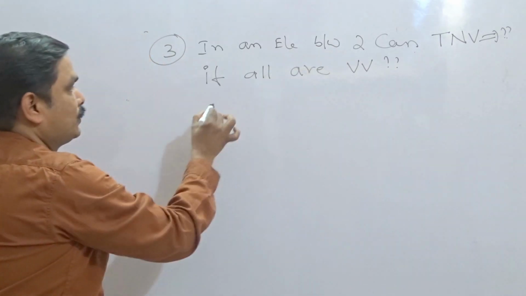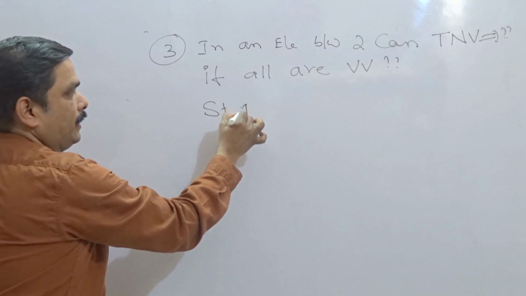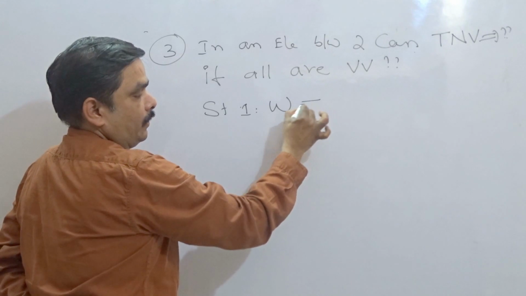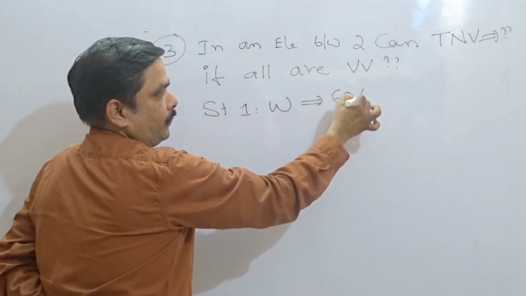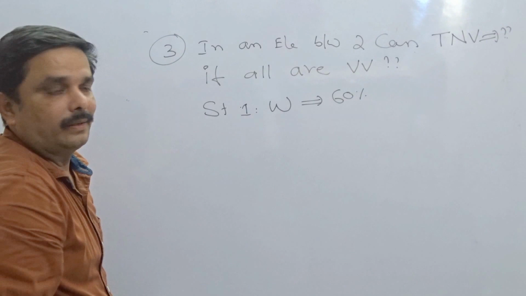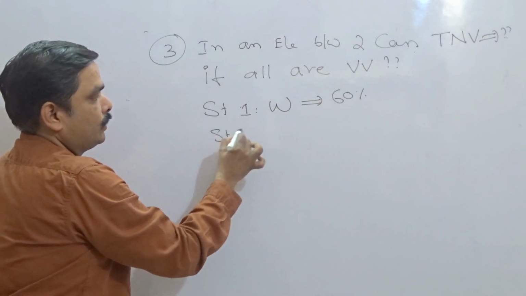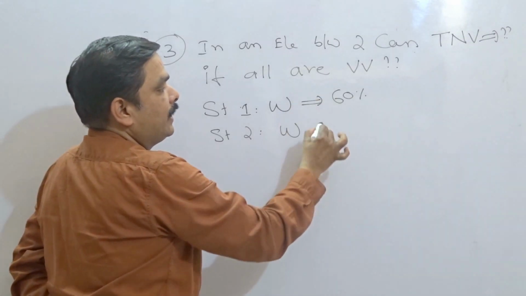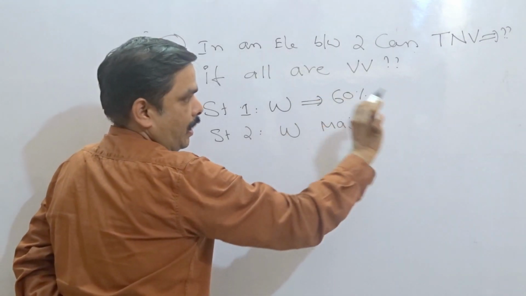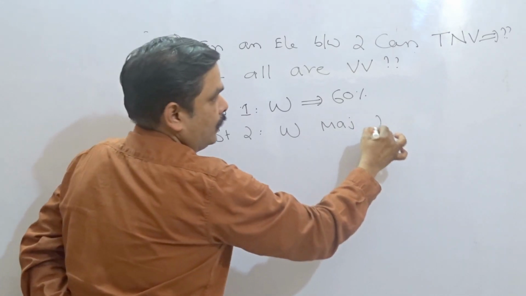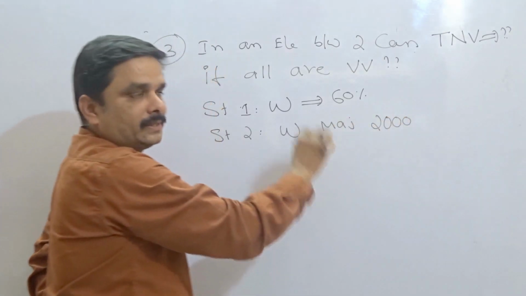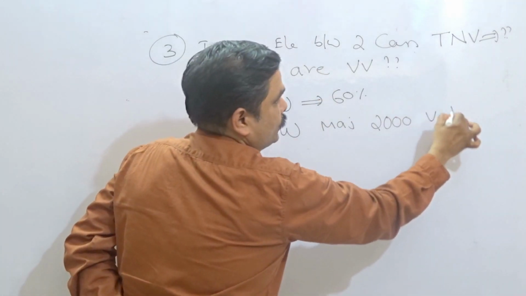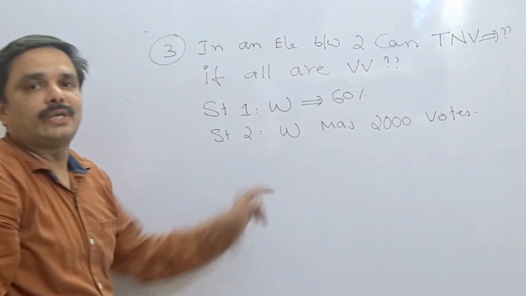And they have given statement 1. Statement 1: The winning candidate got 60% of the total votes. Then they have given statement 2: The winner got a majority of, let us take a convenient figure, 2000. I have changed the numbers, the question was the same but I changed the numbers. Majority of 2000 votes is the given statement.